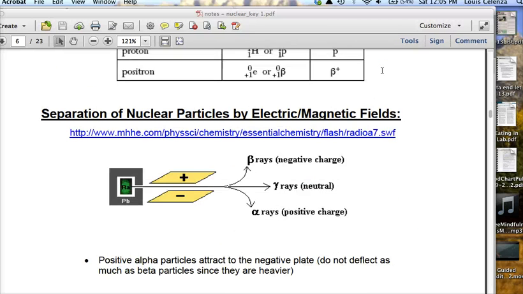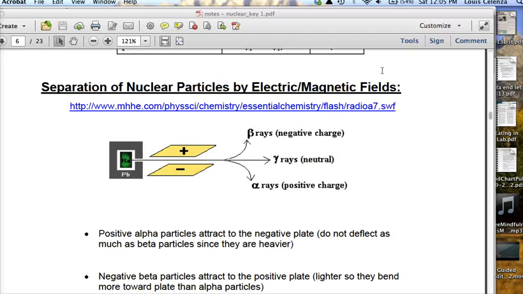They also want you to understand how those types of radiation are affected by an electric or magnetic field. This is a diagram which shows you a source of radiation giving off beta, alpha, and gamma rays, and you could even say positron particles. When that beam passes between a positively and negatively charged plate, it's going to separate the particles based on their charges. The positive plate is at the top, and the negative plate is at the bottom.